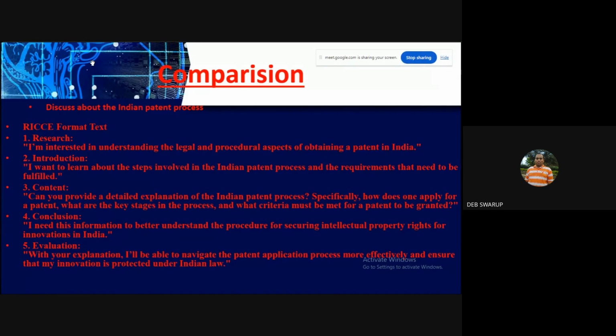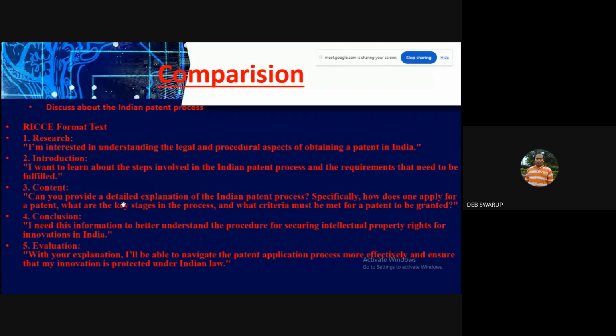So this is how it is written in the RICE format. You can directly ask to write about it in the RICE format as it is written, or you can write it in the RICE format yourself. I am interested in understanding the legal and procedural aspects of obtaining a patent. I want to learn about the steps involved in the Indian patent process and the requirements that need to be fulfilled. Content is: can you provide a detailed explanation of the Indian patent process?